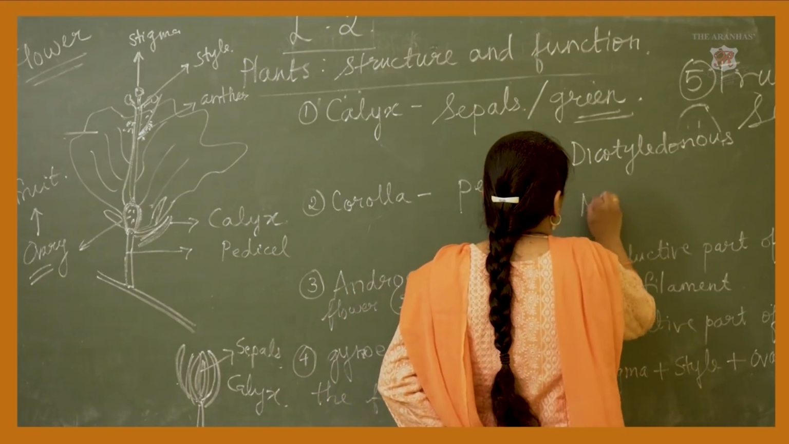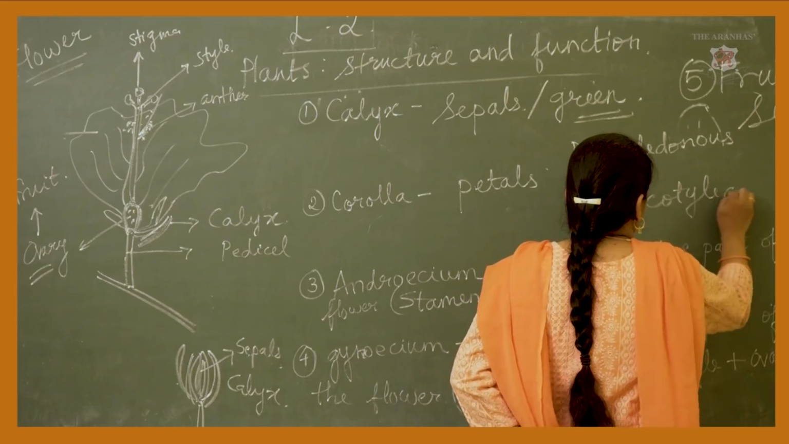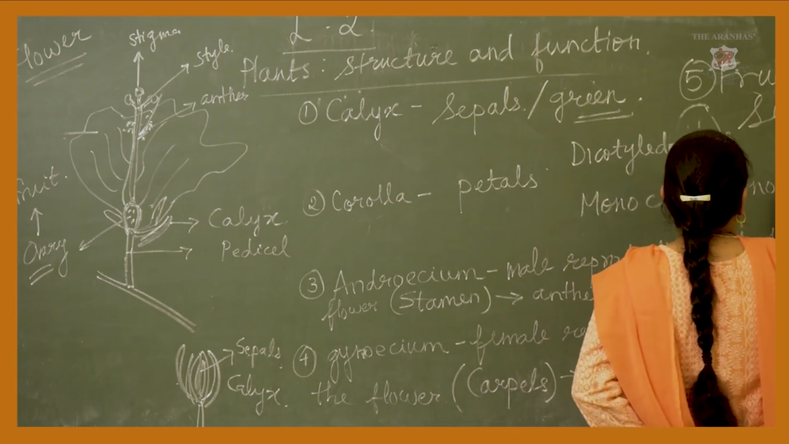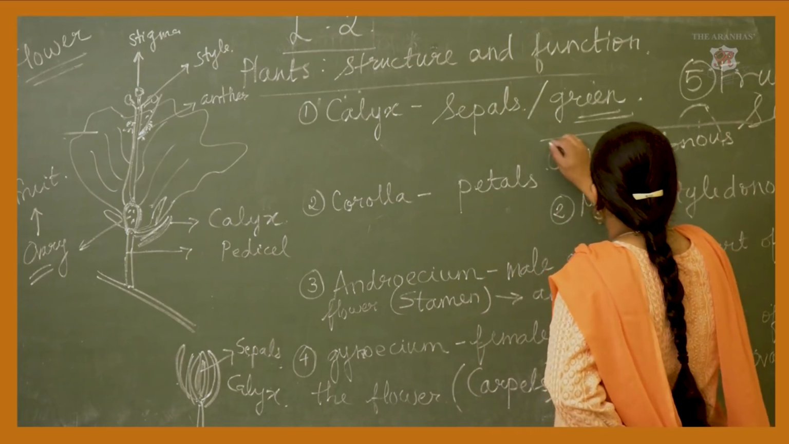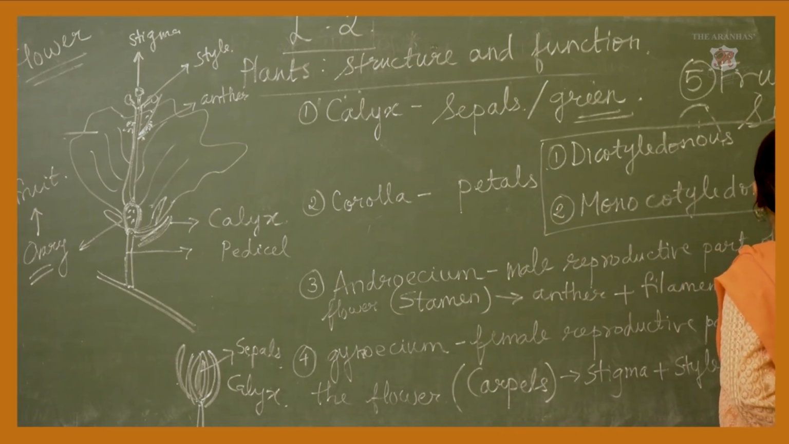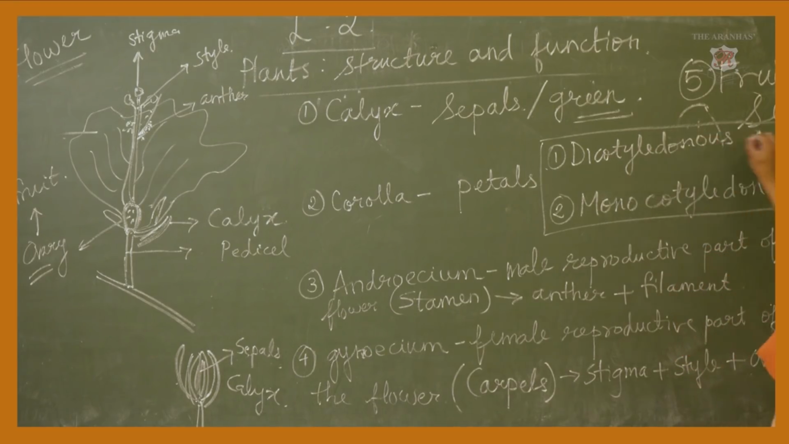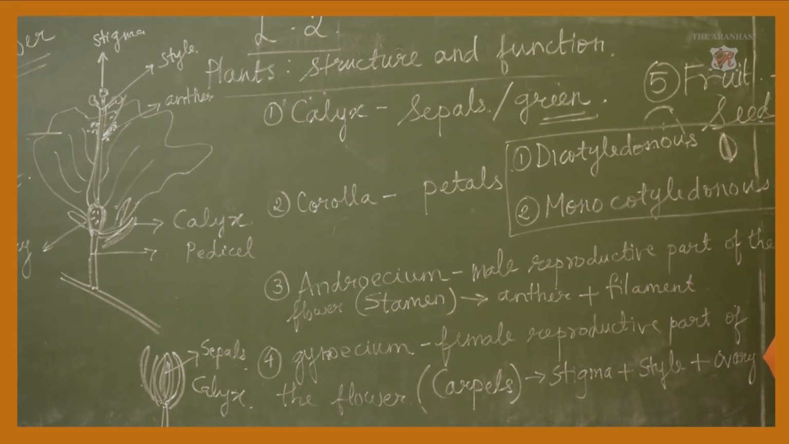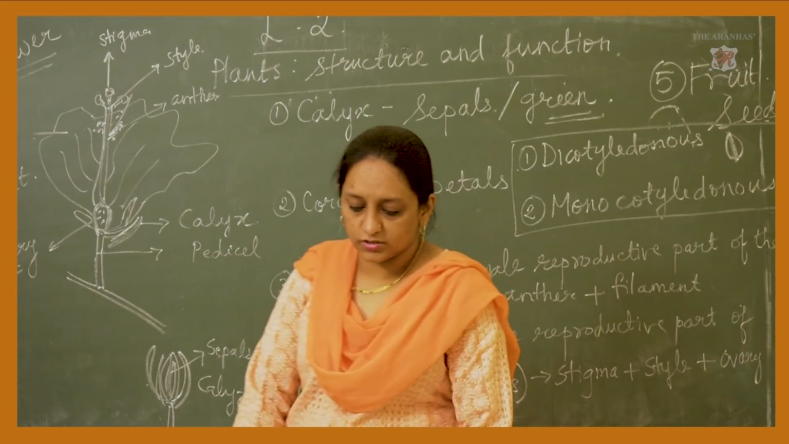Seeds are dicotyledonous and monocotyledonous. These are the two types of seeds. Seeds which can be divided into two equal parts, that is called a dicotyledonous seed. And a seed which cannot be divided into two equal parts, that is called a monocotyledonous seed.